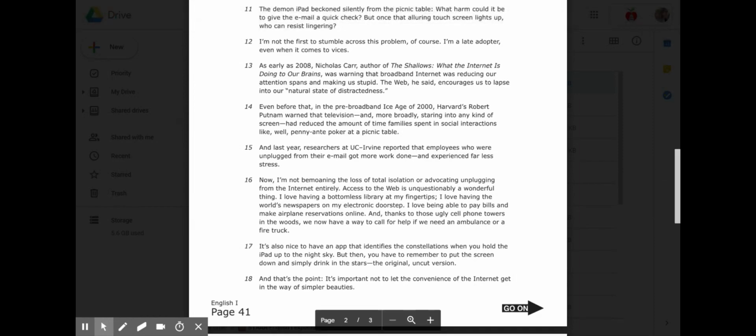And here we go. Here's a good phrase that indicates this must be part of his argument. That's the point. He says it straight out. It's important not to let the convenience of the internet get in the way of simpler beauties. This sentence alone, we could isolate and say this is his argument. He literally tells us that's the point.